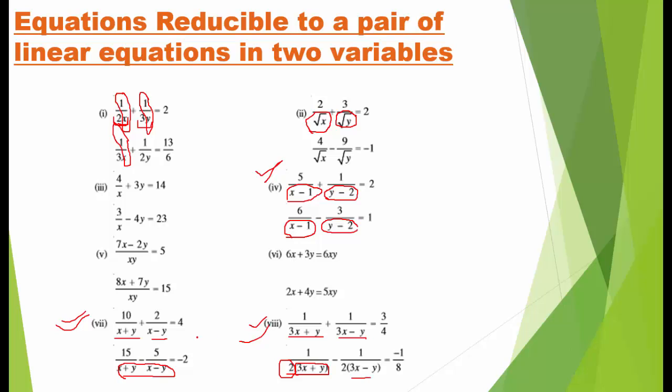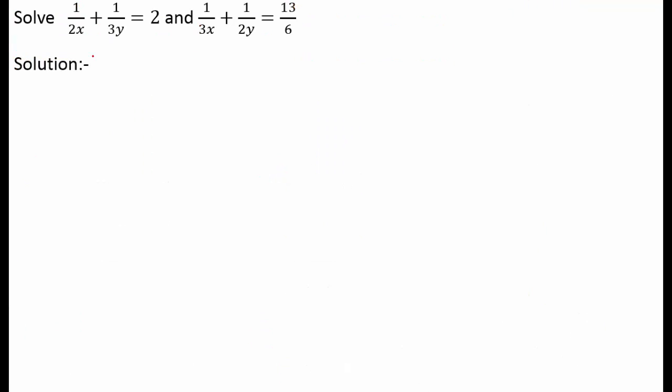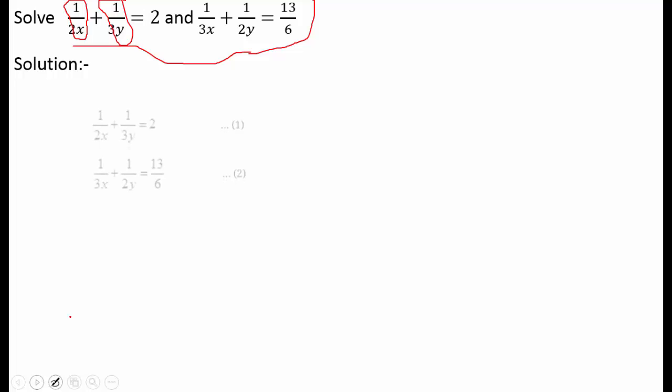Now let's start how to solve these types of numericals. Our first question is 1 by 2x plus 1 by 3y equals 2 and 1 by 3x plus 1 by 2y equals 13 by 6. Solve these. First of all, you will find that this is not a linear pair of equations but can be converted. How? We will assume 1 by x as p and 1 by y as q. So first write the equation 1 by 2x plus 1 by 3y equals 2, and similarly the second equation.